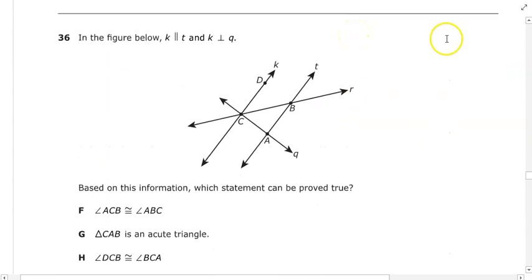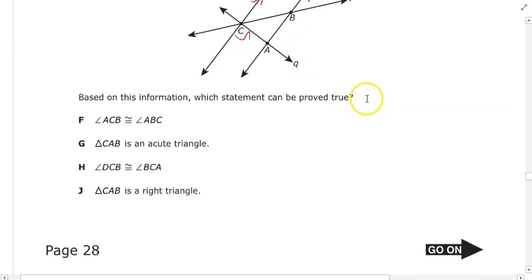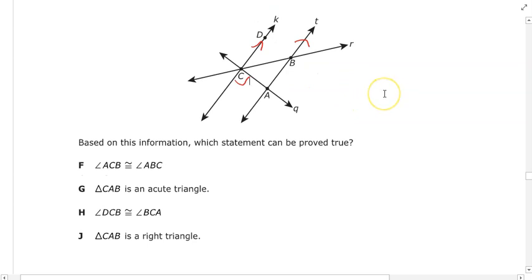All right, 36 says in the figure below, K is parallel to T, so they look parallel. Let's go ahead and label them. The extra set of arrowheads here indicate that they're parallel. And K is perpendicular to Q. So K and Q are perpendicular. Luckily, they look like it, but I'm going to go ahead and add that. Based on this information, which statement can also be proven?